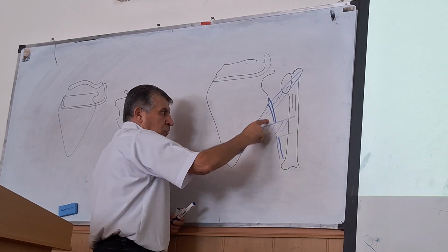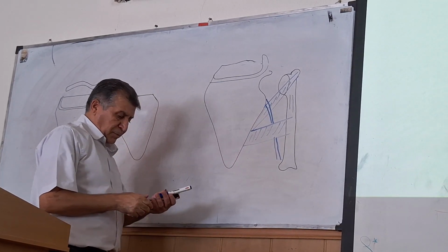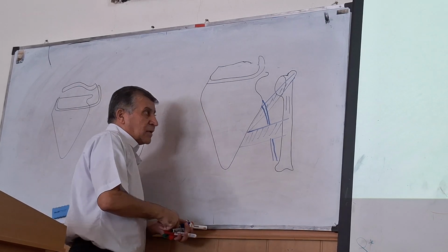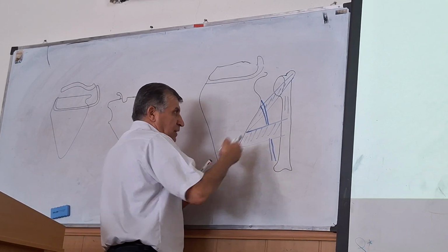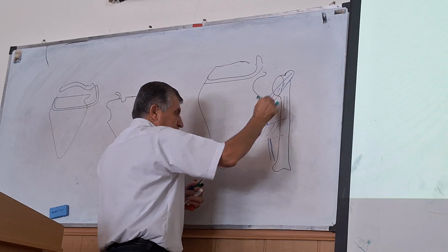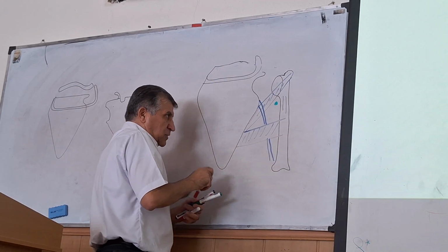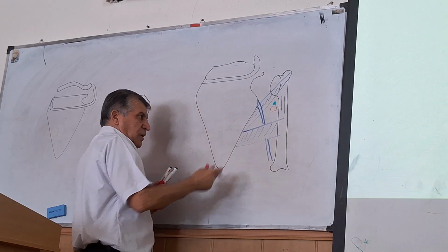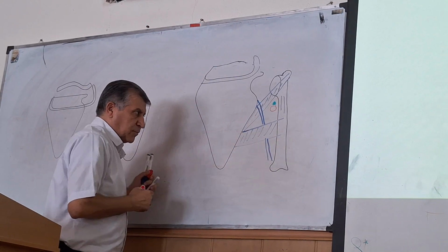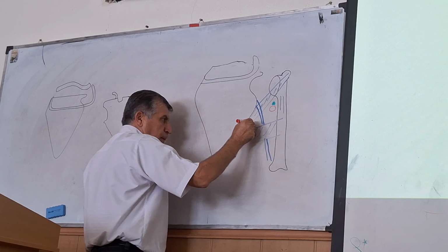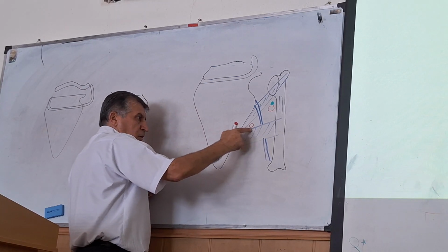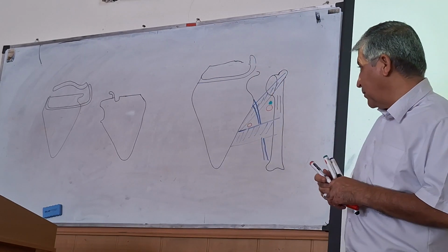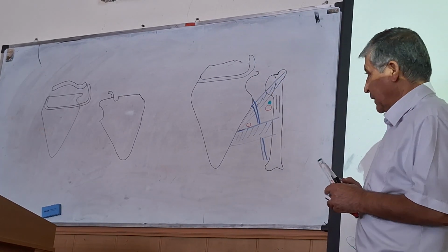You can see the triangular and quadrangular space. From the quadrangular space pass the axillary nerve and the posterior circumflex humeral artery. From the triangular space, the circumflex scapular artery passes through it. Okay.